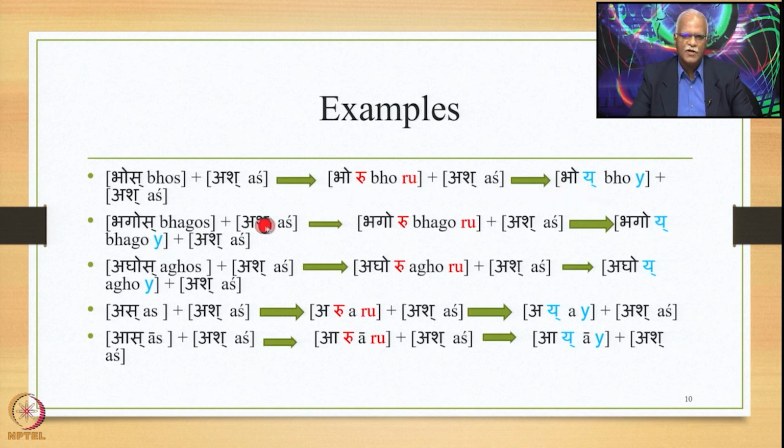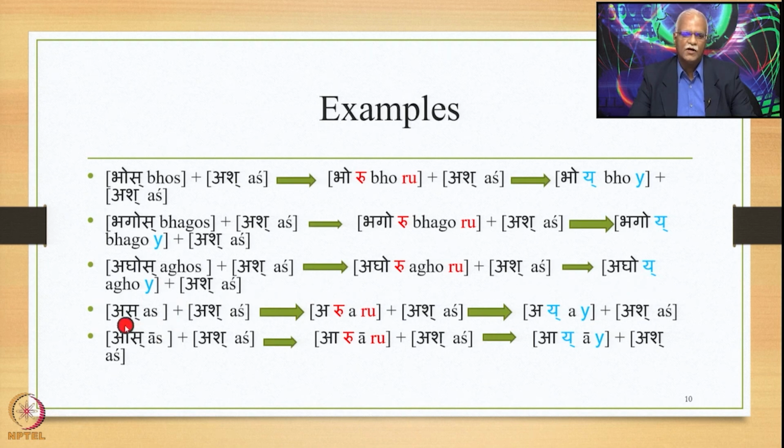Then we have bhagos plus ash. Sa is substituted by ru by the sutra sasajushoruhu, and we have studied this sutra before. Now this ru gets substituted by ya by the present sutra 8317 bho bhago agho apurvasya yoshi. Similarly, aghos plus ash, sa is substituted by ru by sasajushoruhu 8266, and this ru is substituted by ya by the present sutra 8317 bho bhago agho apurvasya yoshi.